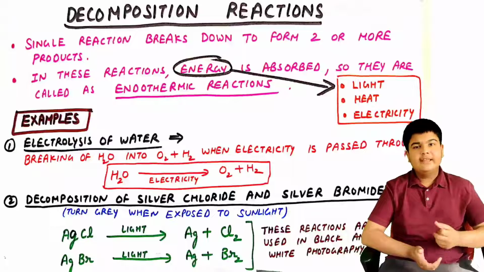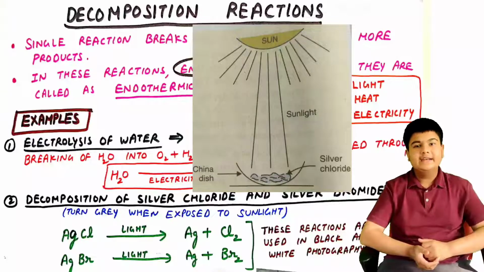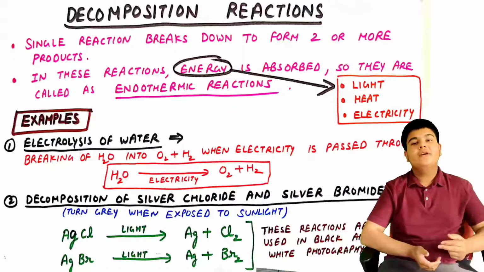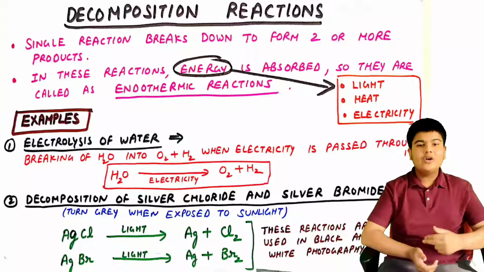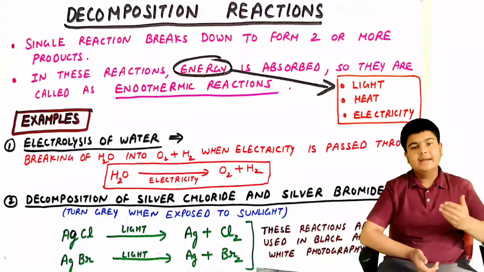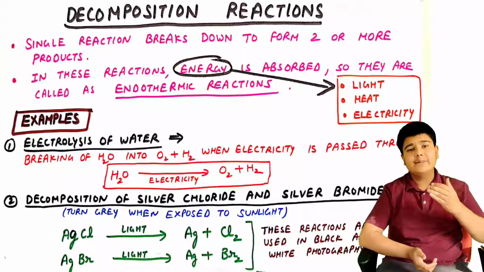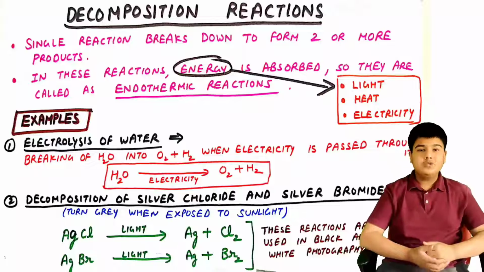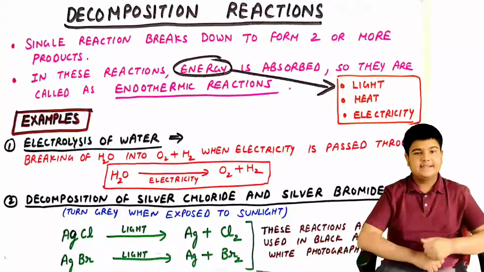Have you ever observed, if you keep silver chloride and expose it to sunlight, then it turns grey. This is because of the decomposition of silver chloride into silver. Similarly, silver bromide also, when exposed to sunlight, breaks down into silver and bromine gas. And silver chloride breaks down into silver and chlorine gas. These reactions are used in black and white photography as they are light sensitive.